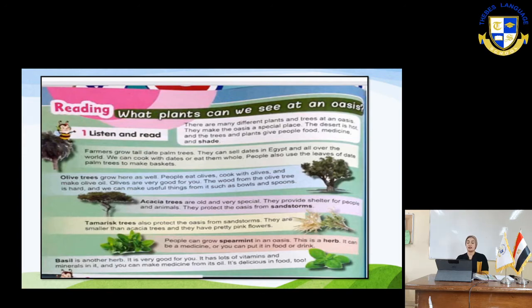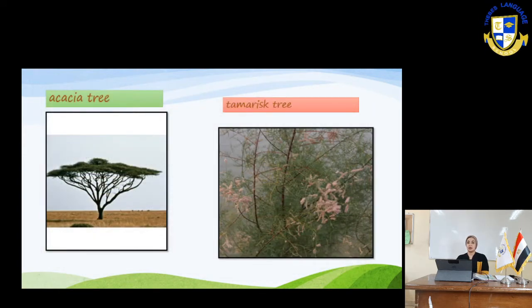Let's see here in the next slide the names of the plants you can find in an oasis. Here in slide 10, the first picture, acacia tree. As you see here, the wood is hard, and people can take shelter from sandstorms. They can stand under the acacia trees. Tamarisk tree, as you see in the picture, we said that it has pink flowers.